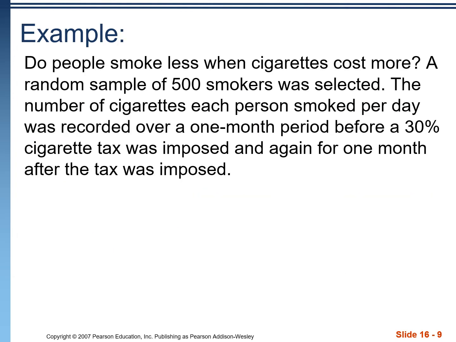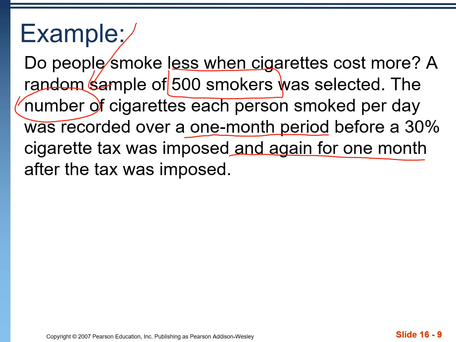So with all that out of the way, let's go over some examples. Do people smoke less when cigarettes cost more? We have a random sample of 500 smokers. The number of cigarettes each person smoked each day was recorded. So we're talking about a number of cigarettes. This is quantitative. It was recorded over a 1-month period before a 30% cigarette tax was imposed, and again for 1 month after. So we have two readings on these same 500 smokers.